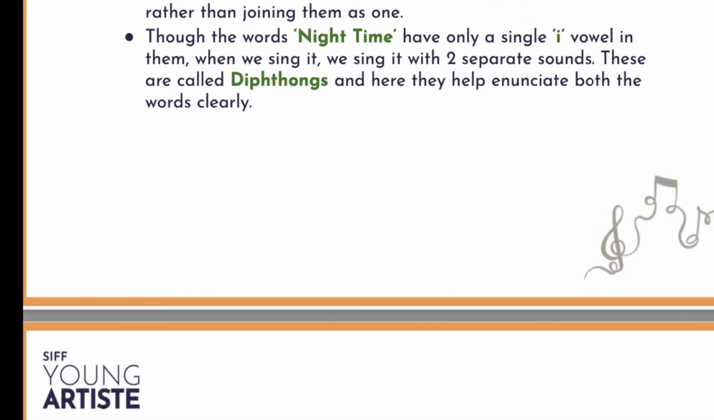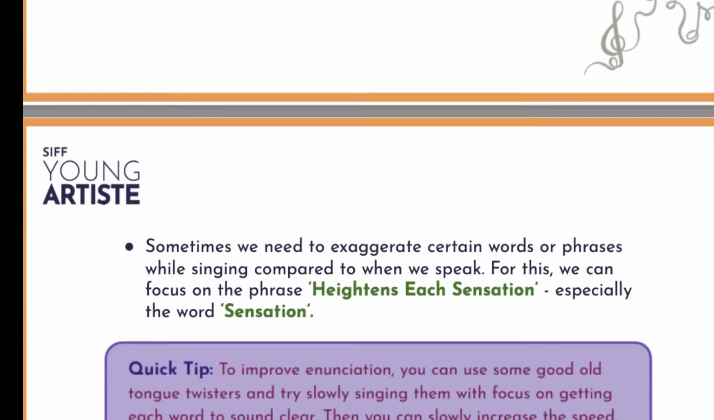It's night time, especially in the word time. It's not time, it's time. Okay, so in a lot of cases you have these stretched out vowels which are called diphthongs when they're split into two. Okay, guys, so the last thing to note here, the fifth and final point, would be that sometimes we need to exaggerate certain words or phrases while singing compared to when we speak.